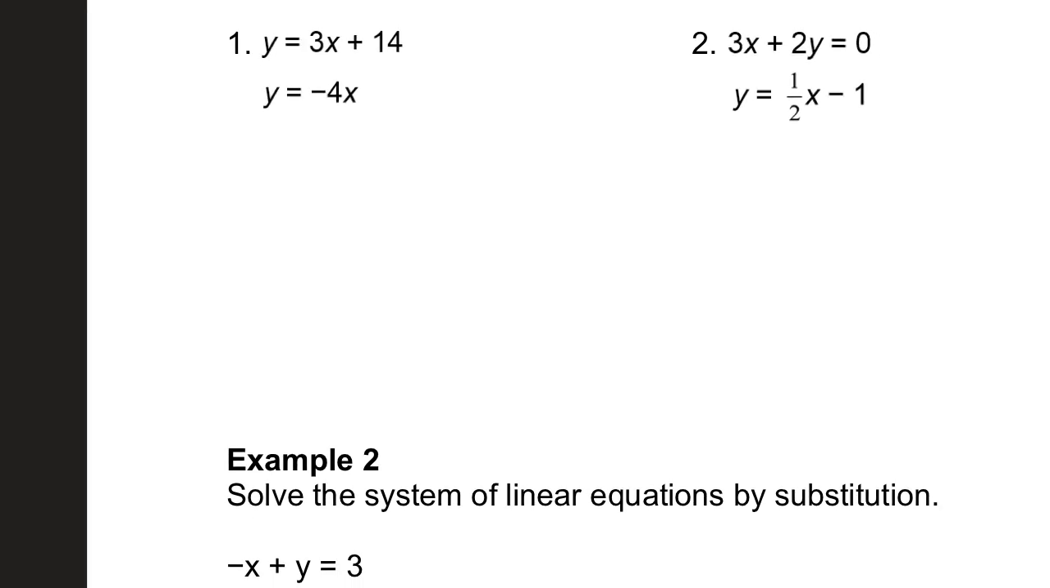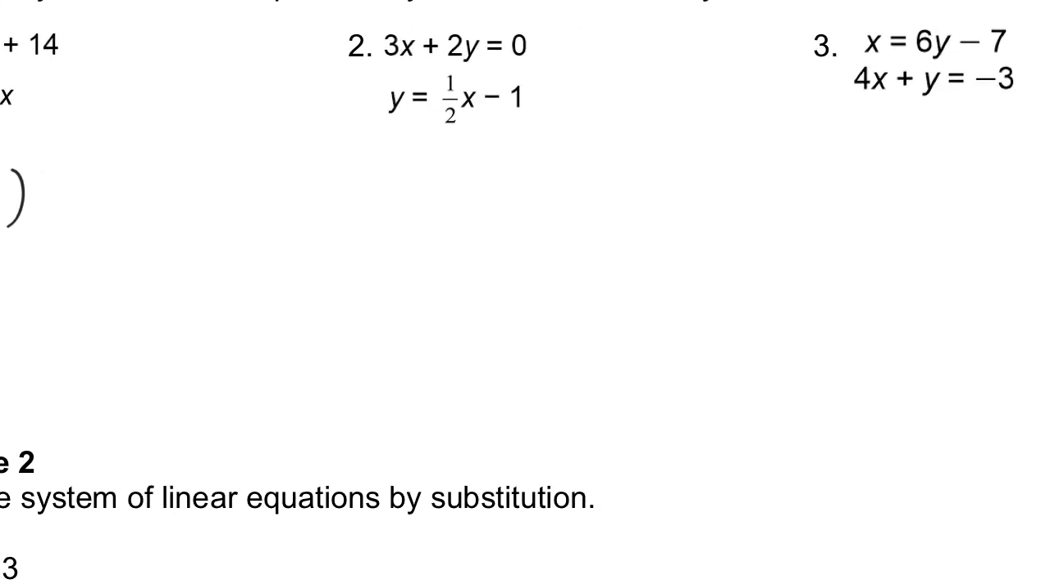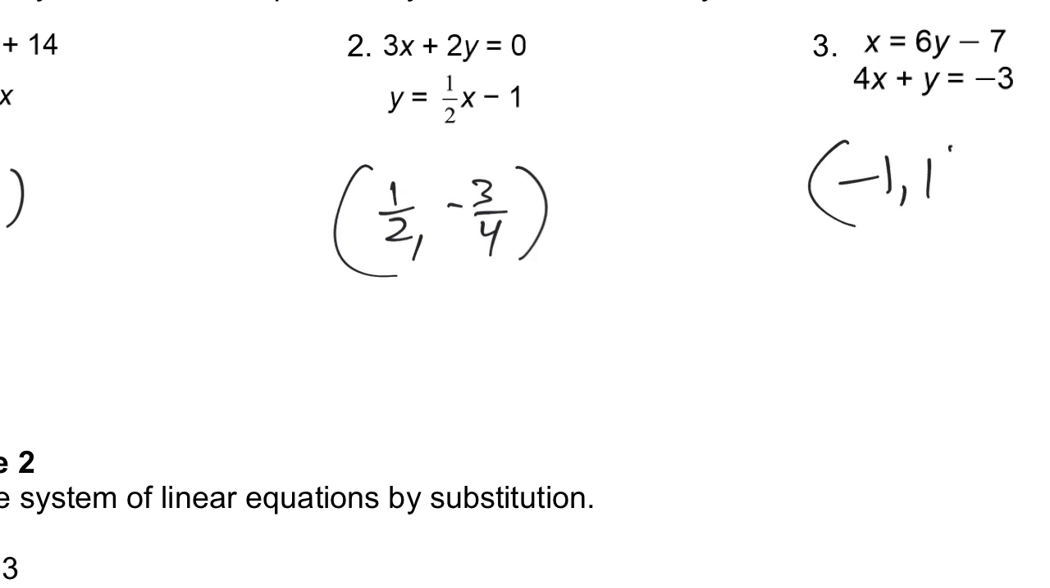All right, now that you're done, let me go ahead and write down what these answers are. For number 1, it is -2, comma, 8. For number 2, it is 1/2, comma, -3/4. And for number 3, it's -1, comma, 1.